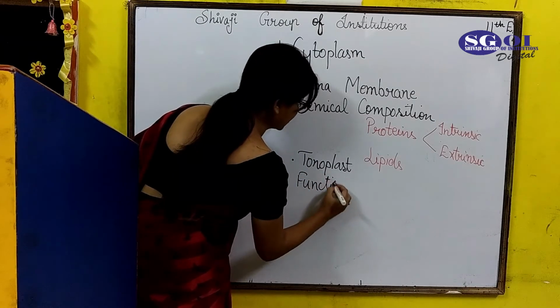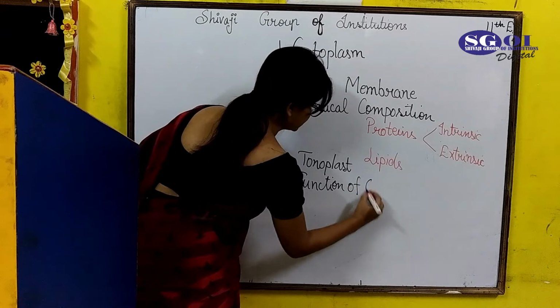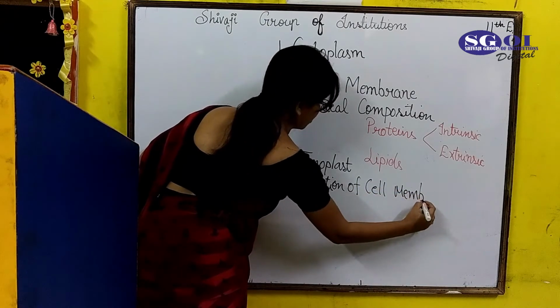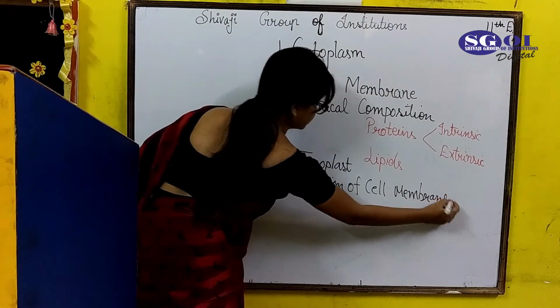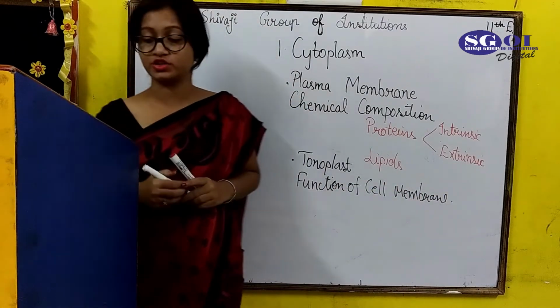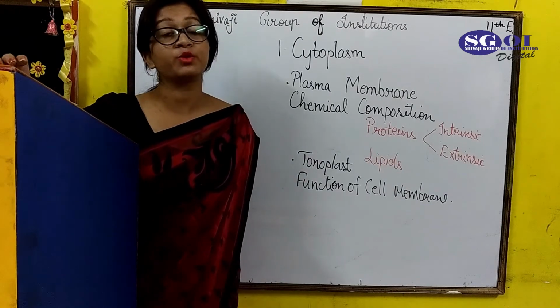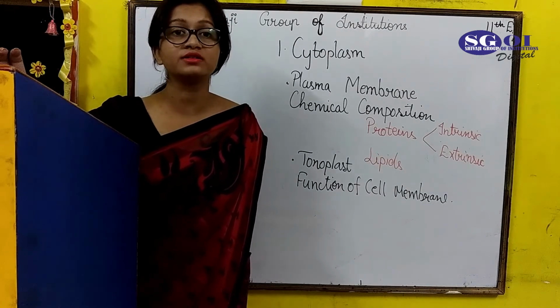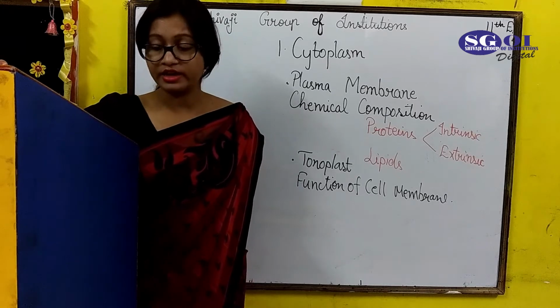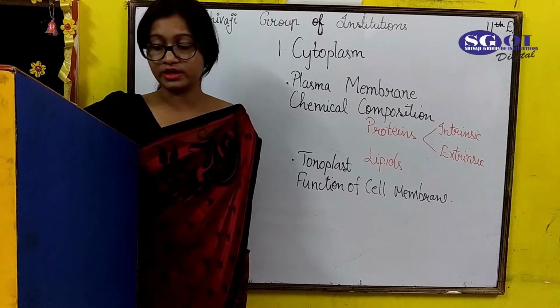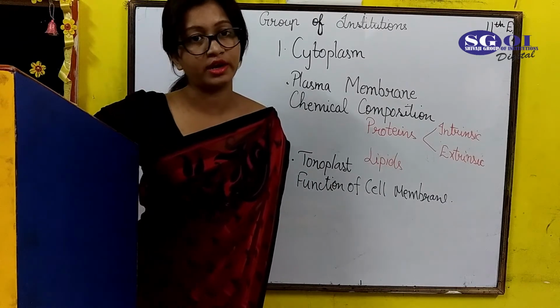As I told you, the plasma membrane is also known as the cell membrane. So we have to discuss the functions of the cell membrane. What are the functions of the cell membrane? The first thing it does is provide mechanical support to the cell and give shape to the cell and to other cell organelles in a multicellular organism.